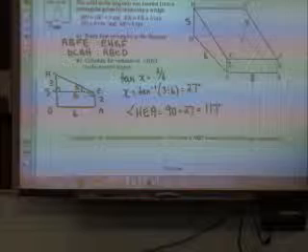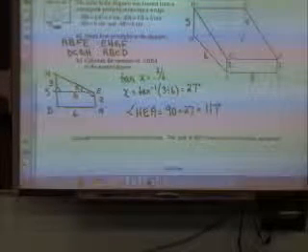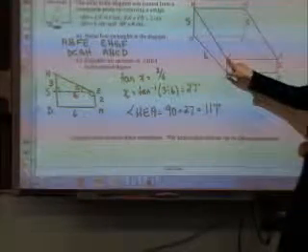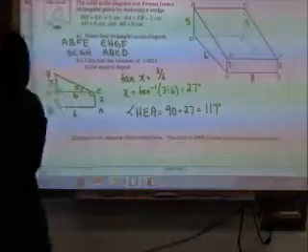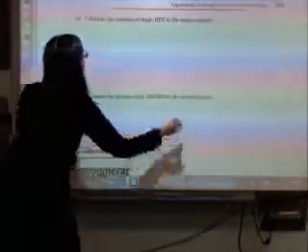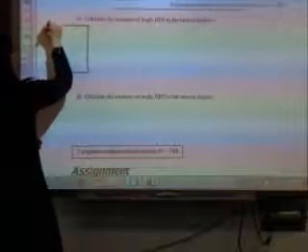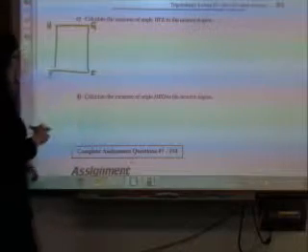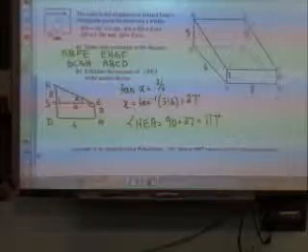Question C asks to calculate the measure of angle HFE. So H to F to E. If I take that rectangle, which was HGFE, would it just be a 90? No, it would be a 90.